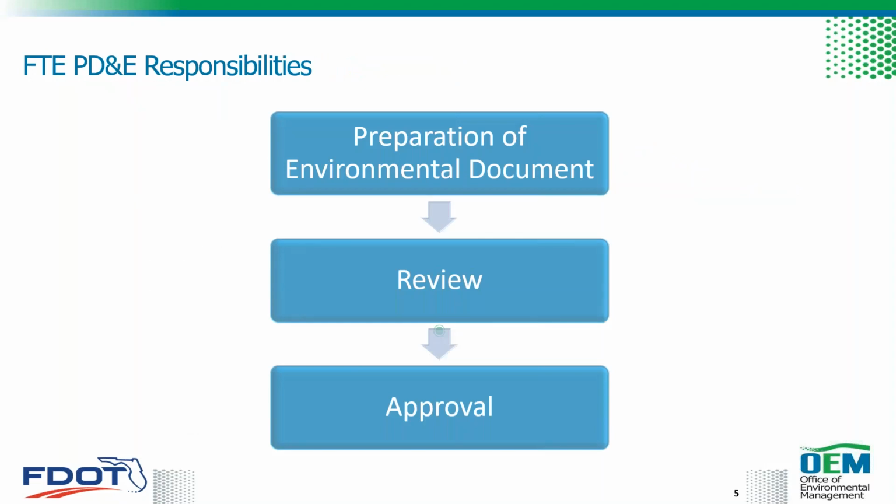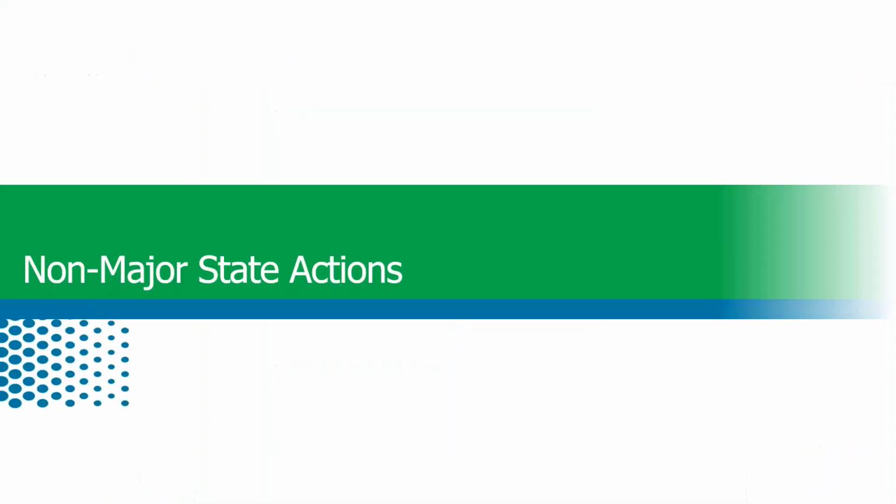So as the lead agency for these types of projects, the Turnpike's responsibilities include preparing the environmental document, that's going to be your non-major state action or SEER, reviewing the project, and also the final step of approval. First, we'll briefly go over those non-major state actions.